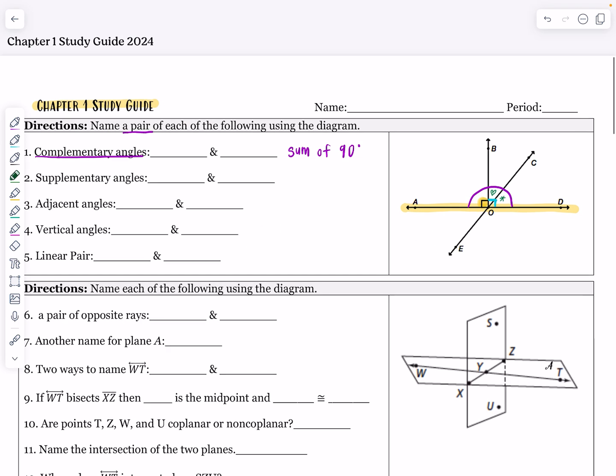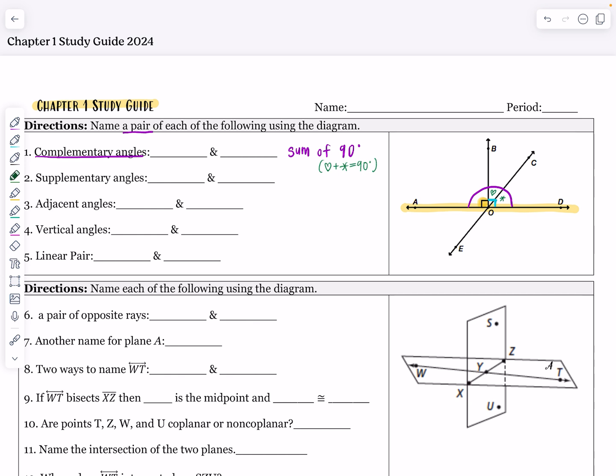So which ones have a sum of 90 degrees? I'm going to go heart and star. So I'm going to go heart plus star, add up to 90. Sum of 90. Those add up to 90. So let's do that. Heart plus star is equal to 90. And so now we're going to name those with letters.